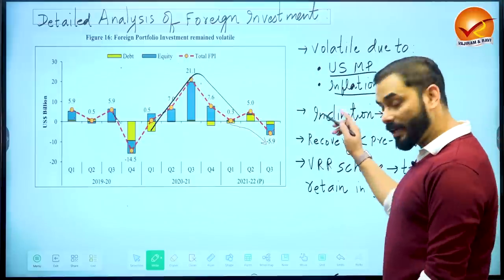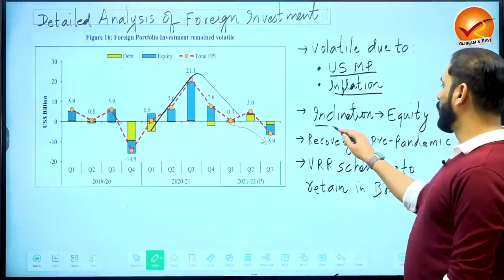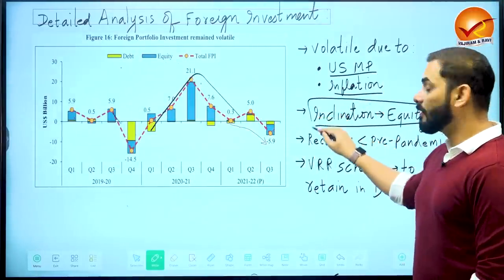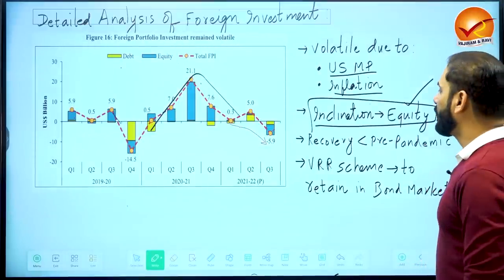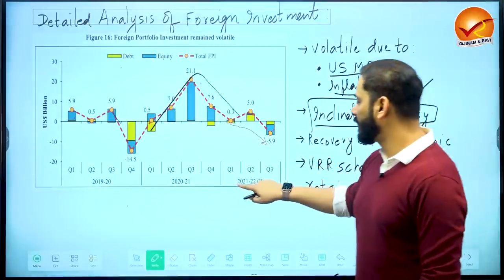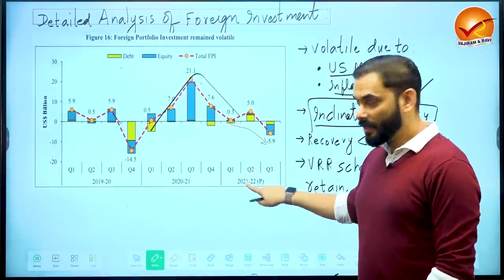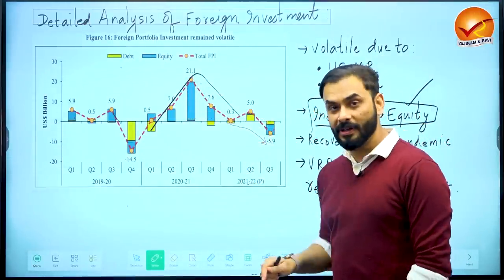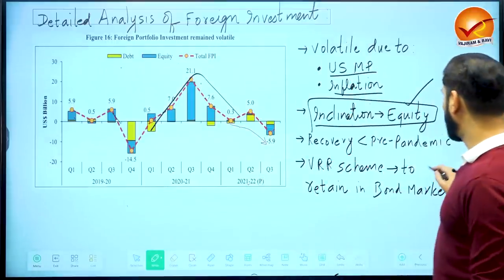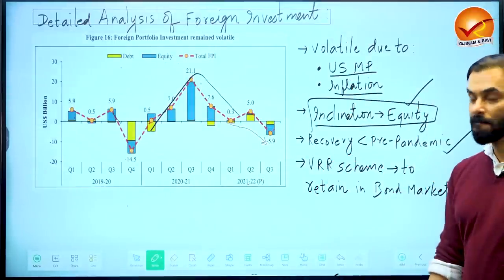Now, there is one thing which UPSC might ask you: what is the inclination of foreign portfolio investors in India? It's mostly equity, right? And if you look at the recovery in the post-COVID period, see, this is your COVID period. Foreign portfolio investment is high. In the post-COVID period, recovery hasn't happened. So you must note this point for UPSC.